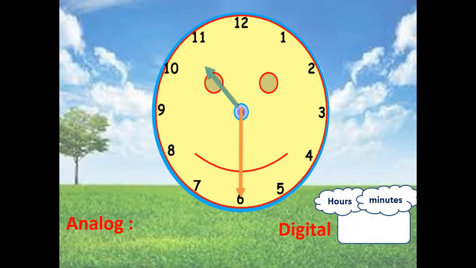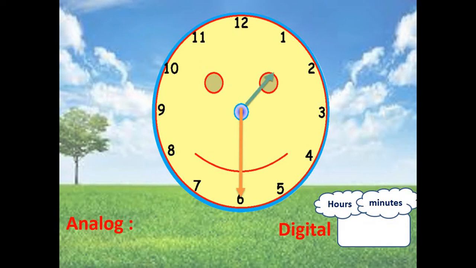Another one. Here, the short hand is between 10 and 11, the long hand points at 6. As it points at 6, it's a half past. 10 or 11? The number before, the 10. So it's a half past 10. And in digital, the hours here 10 and the minutes 30. So it's 10:30.